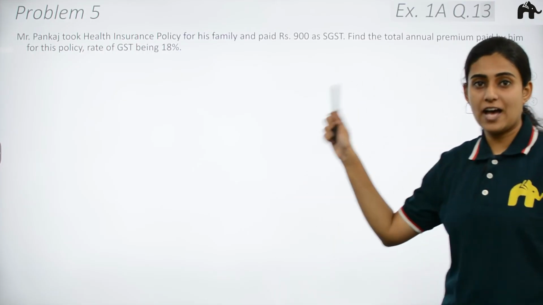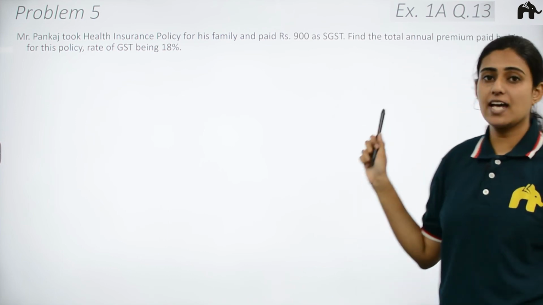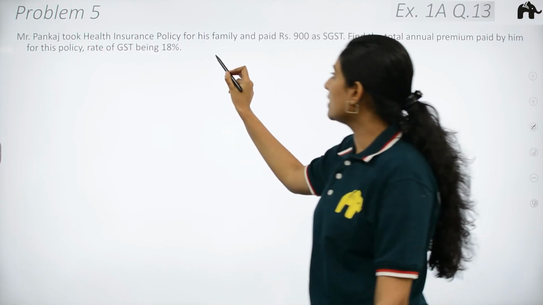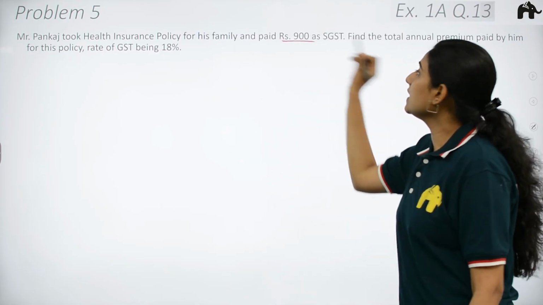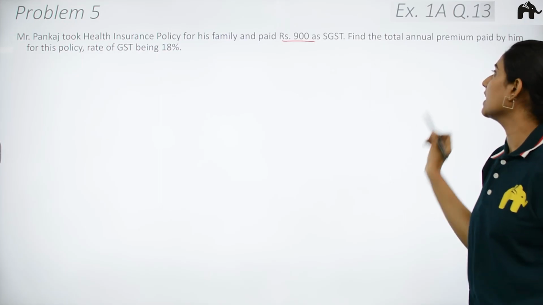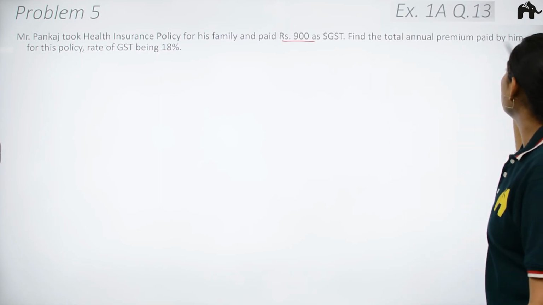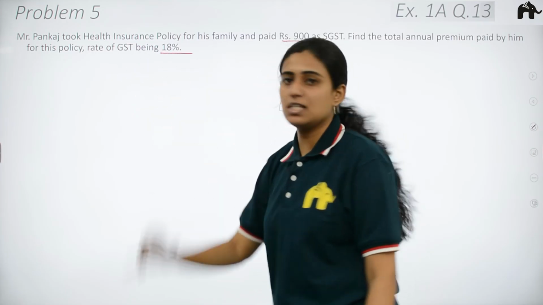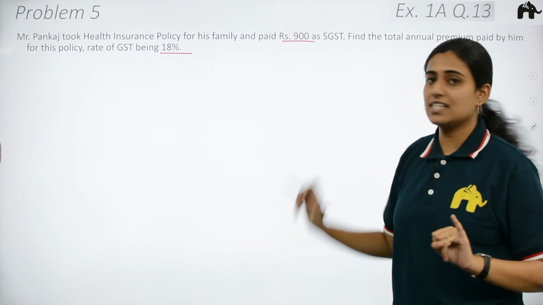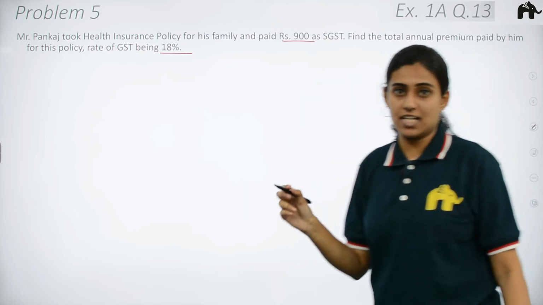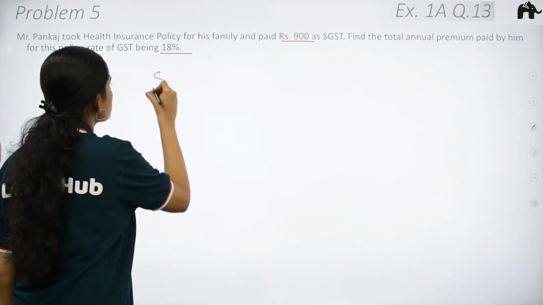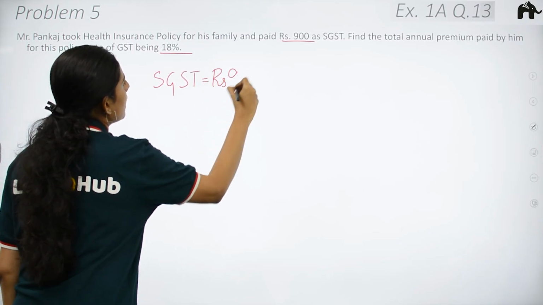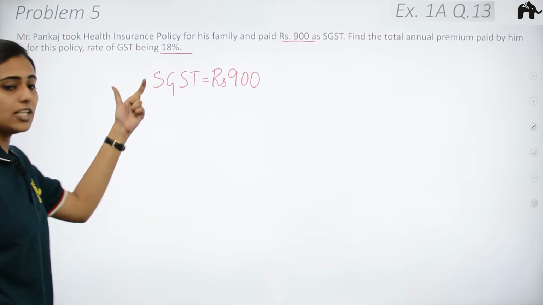Okay. Problem 5. Question number 13 of exercise 1A. Mr. Pankaj took health insurance policy for his family and paid rupees 900 as SGST. Find the total annual premium paid by him for this policy, rate of GST being 18%. Here SGST is given, which is rupees 900. SGST is equal to rupees 900. Then the rate of GST is given.